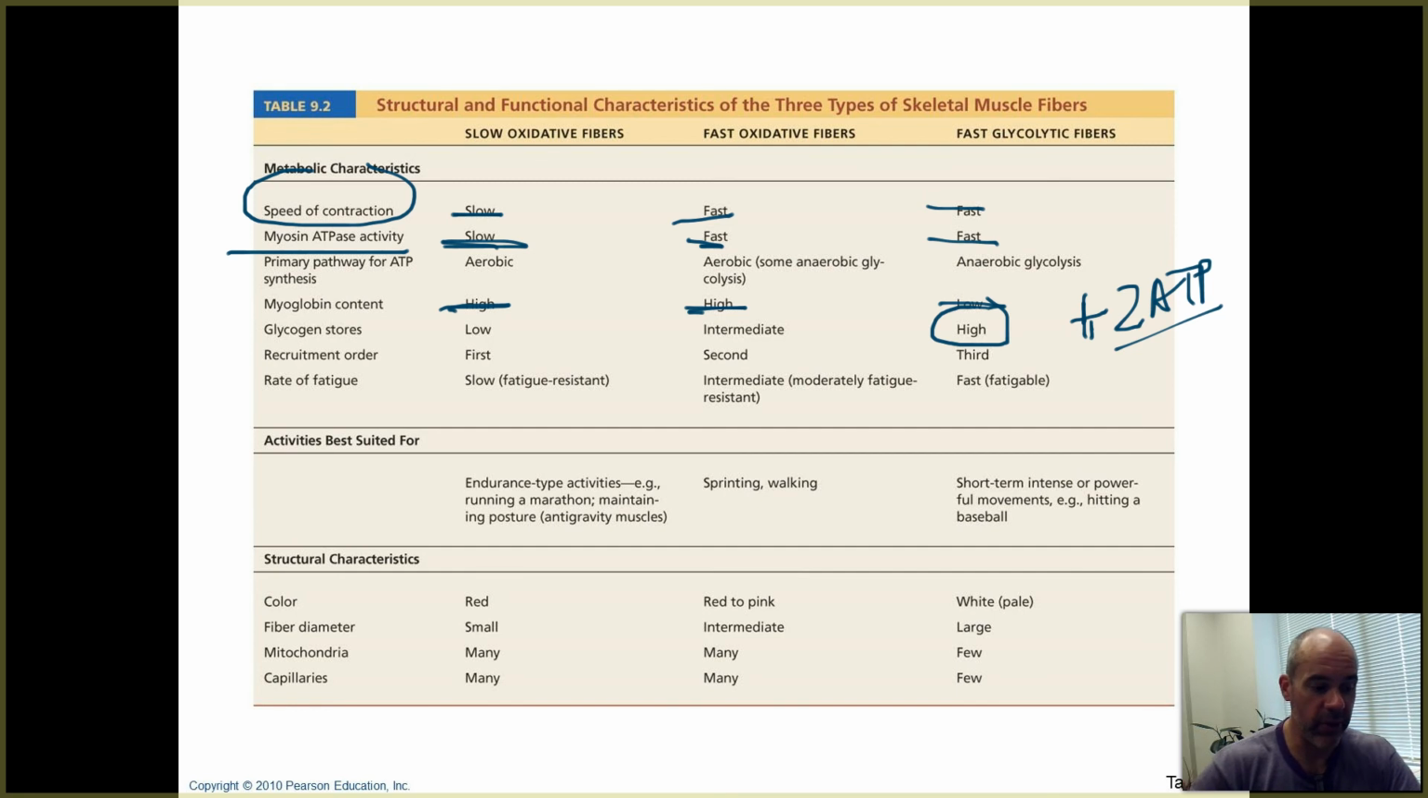Notice your recruitment order here, recruitment by the brain. Which muscle fibers is the brain going to recruit for contraction? The slow oxidative fibers are first, fast oxidative fibers are second, and your fast glycolytic fibers over here are third. That makes sense. I mean, think about it like if you were running a sprint, you don't immediately start off at the highest intensity that you can sustain, you build up.